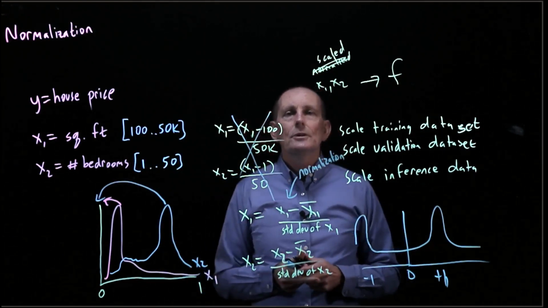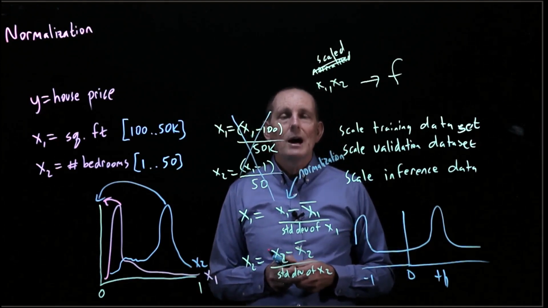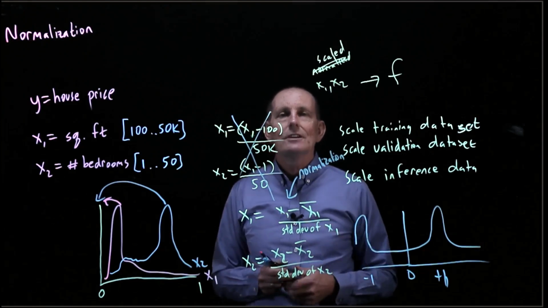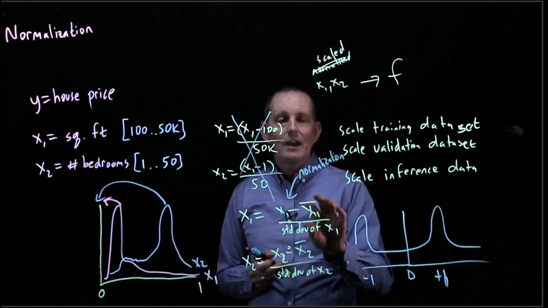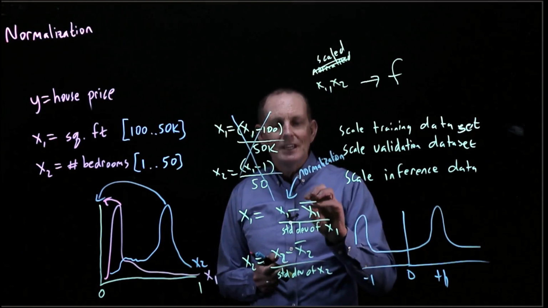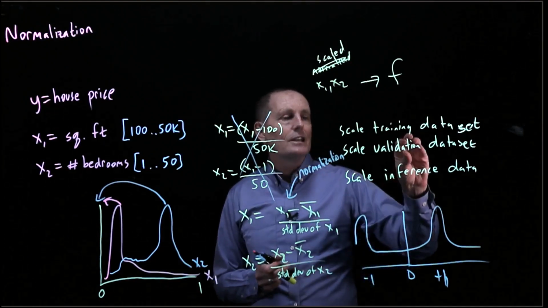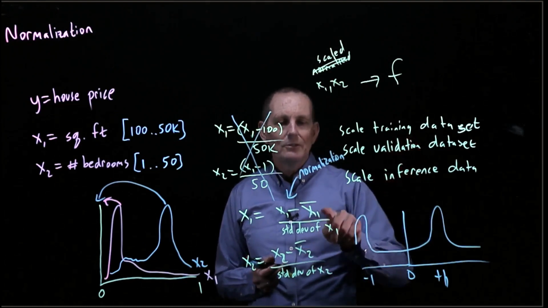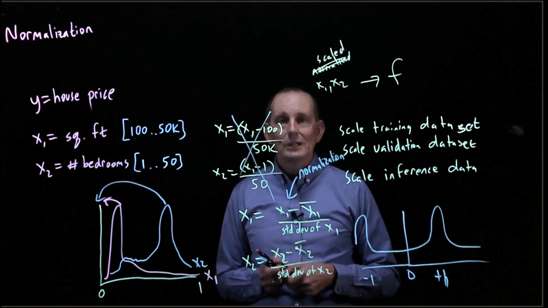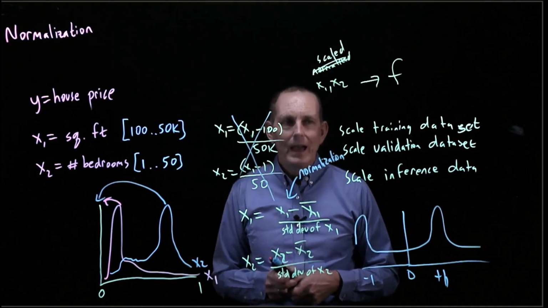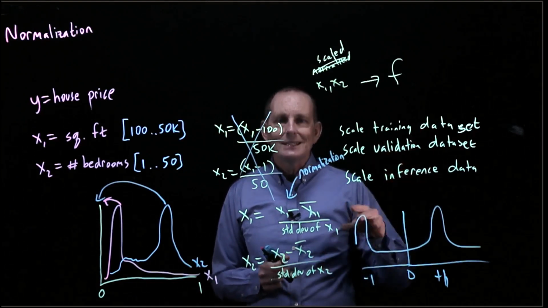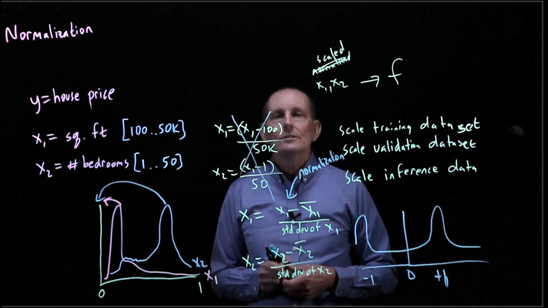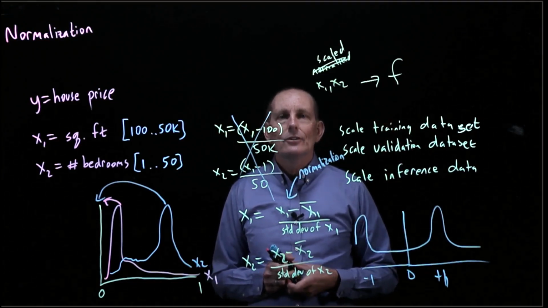And once we have trained our model, we're going to need to save these values, x1 bar and the standard deviation of x1, because these are the values that were used for training, and these are the same values that we need to use for validation and for inference. So when we're doing validation, we don't recompute the x1 bar of the validation data. We use the x1 bar that was calculated from the training data, because that's what was used to train the model. So that is the idea of normalization.